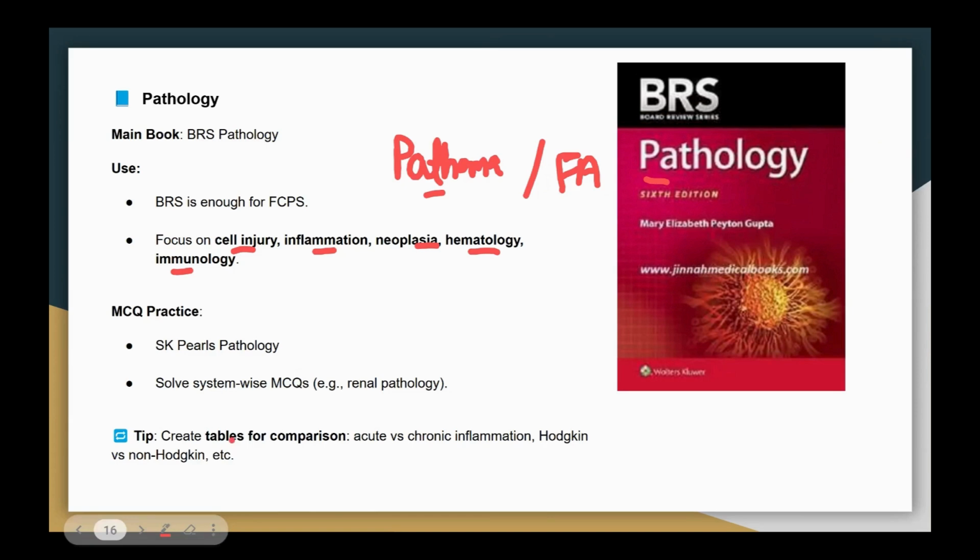revision. So focus on the tables of comparison and make your own table of differences with your own highlighted areas, so that at the end you have very small things or tables to review to get through all the syllabus of general pathology.